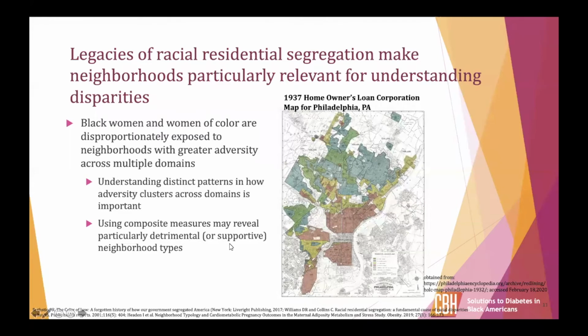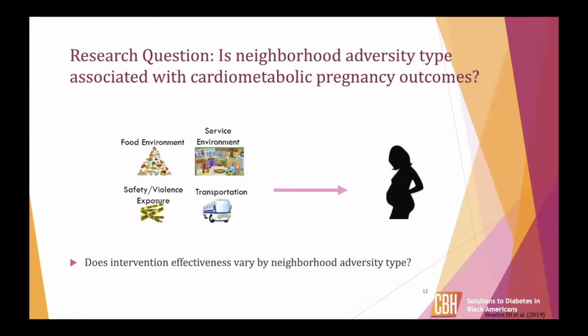And so, using composite measures of neighborhood environment may reveal particularly detrimental or supportive neighborhood types that are relevant to understanding if we are to actually then implement them successfully and effectively in translating interventions to a scalable and population level impact. And so this is kind of the context for which I embarked on this research question.